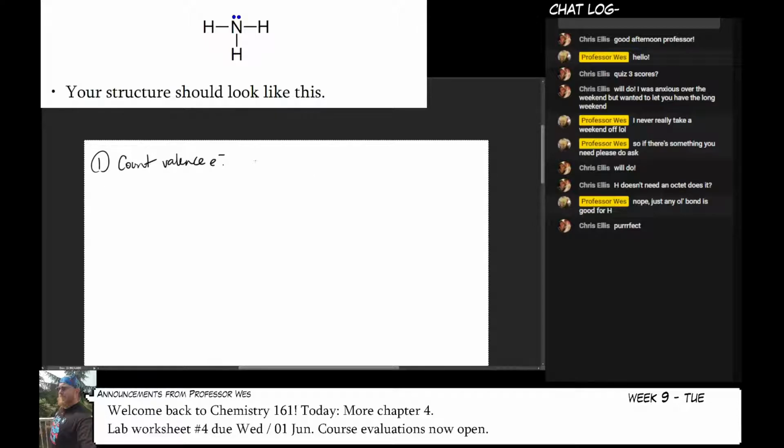I got a nitrogen. Nitrogen is worth 5. And each hydrogen is worth 1. And I have 3 of them, so I have 8 total electrons to work with. All right, for step 2, we're going to establish our framework. So I'm going to put the central atom in the middle, and I'm going to put the other atoms somewhere around them. It's fine. And then I'm going to connect them. And that cost me 6 electrons. So I have 2 electrons left.